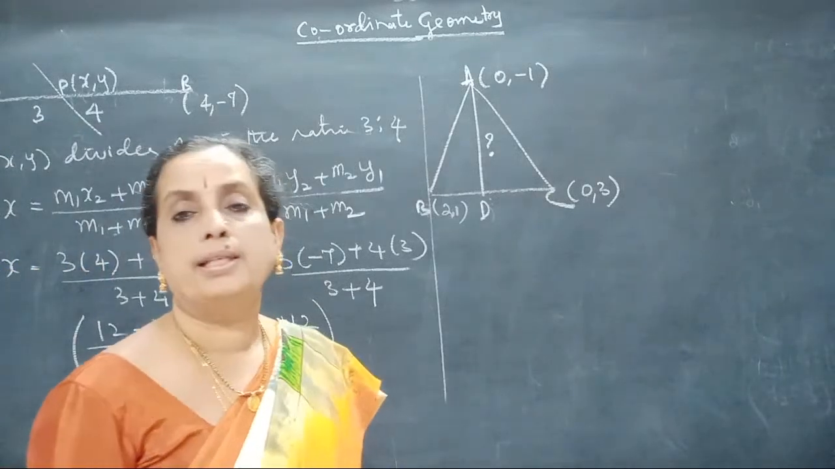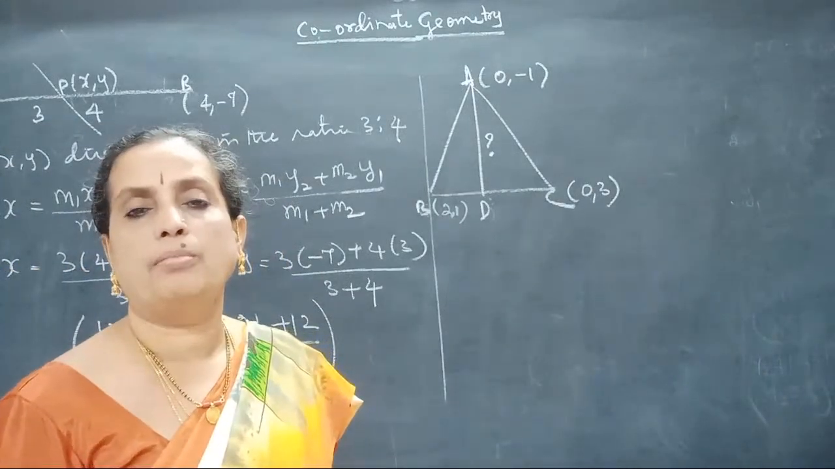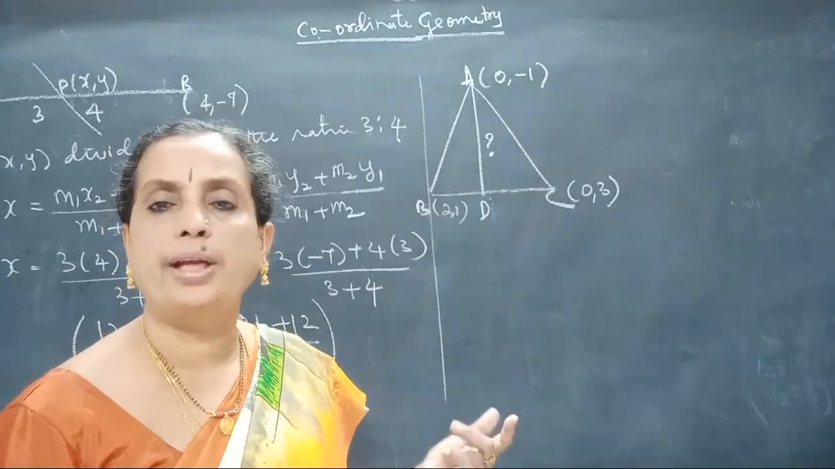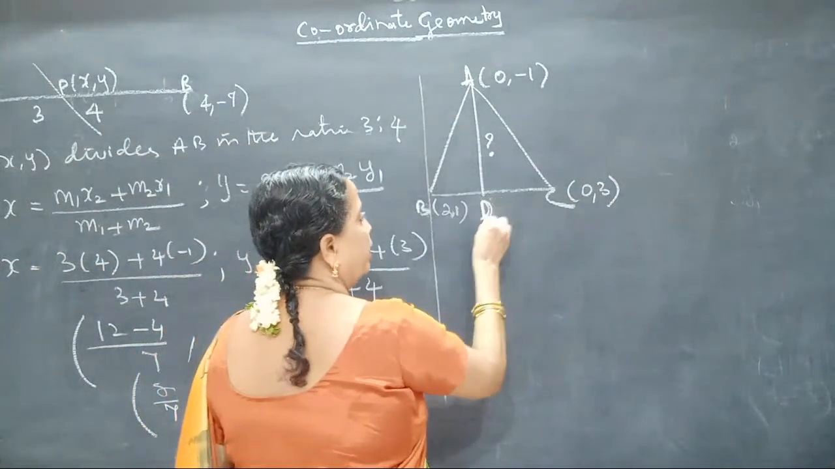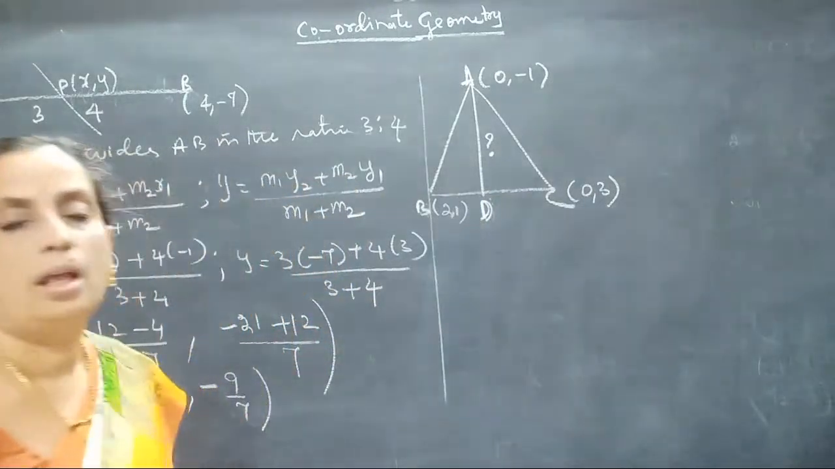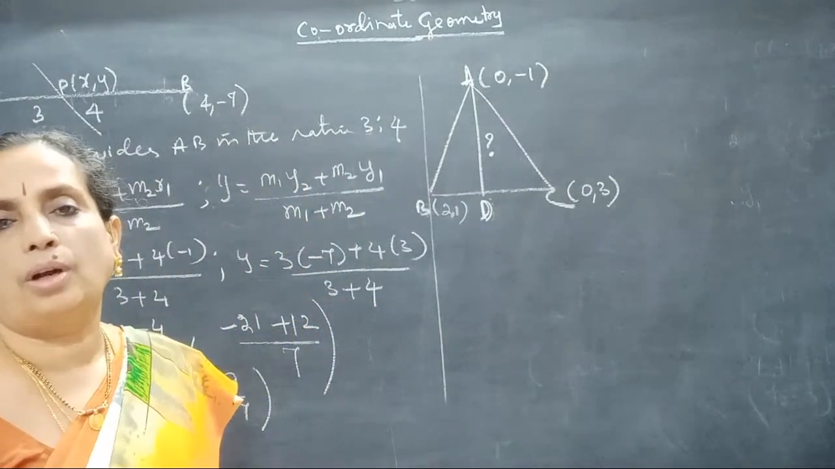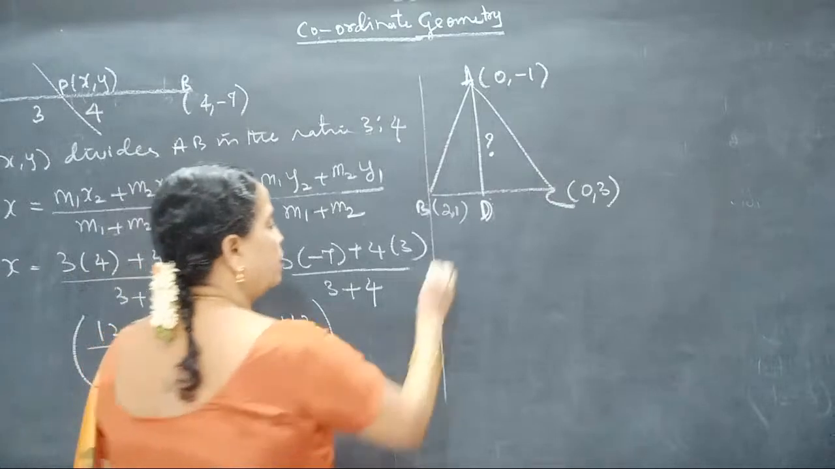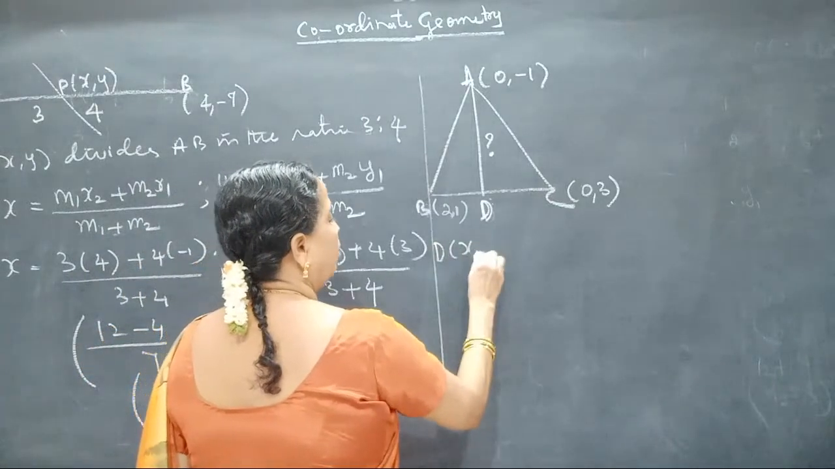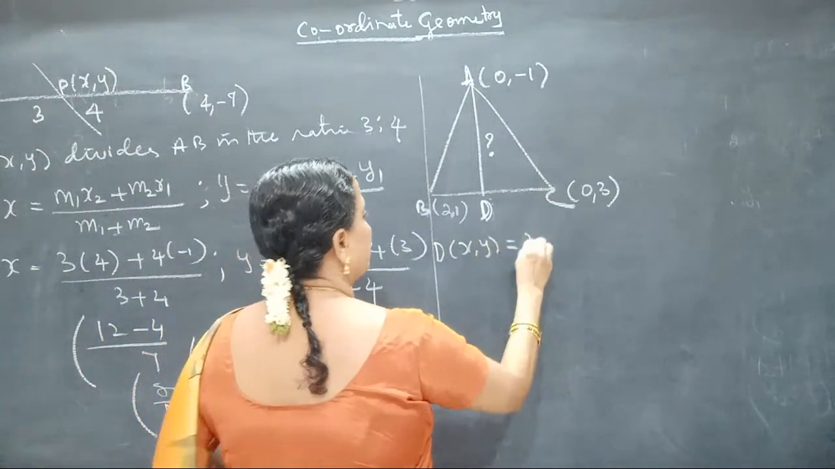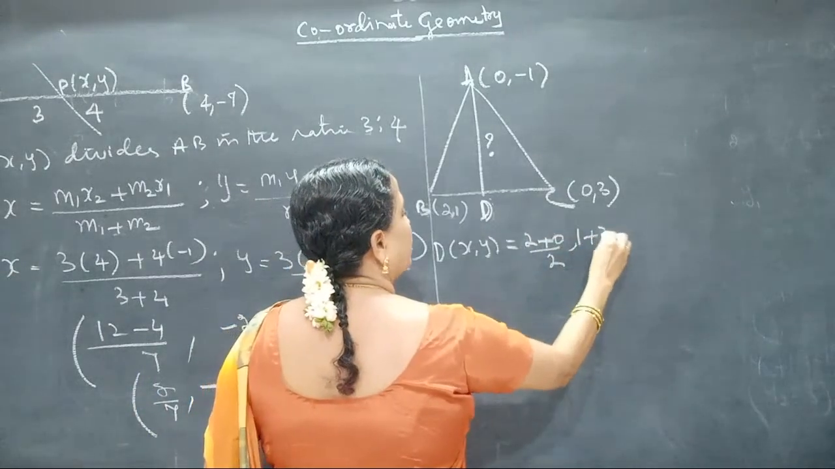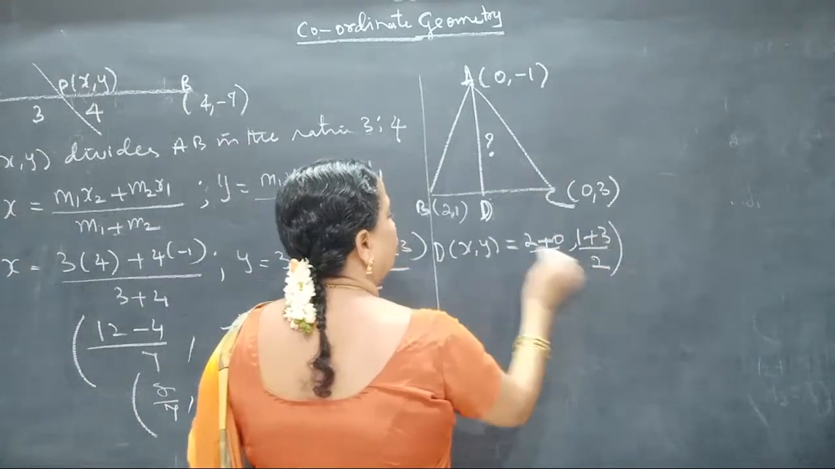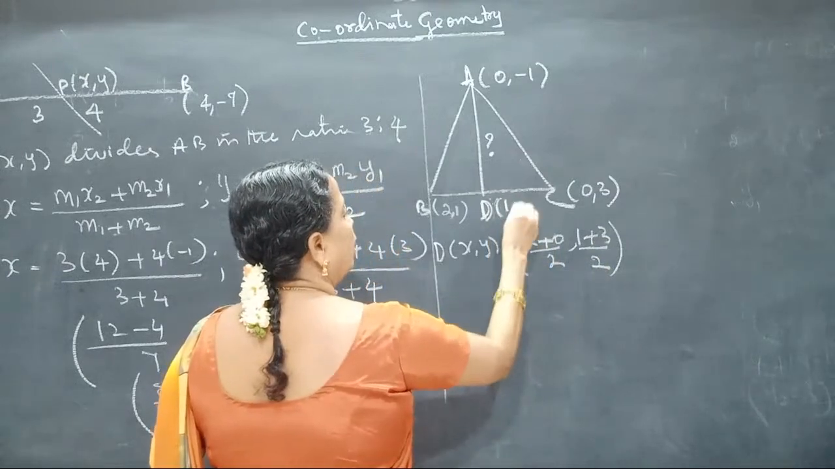A median is a line segment joining the vertex to the midpoint of the opposite side. Yes, Aditya, you are right. Using the midpoint formula, we can find the coordinates of D. That is, D (x, y) can be taken as (2 plus 0 by 2, 1 plus 3 by 2). What will you get? 1, 2.